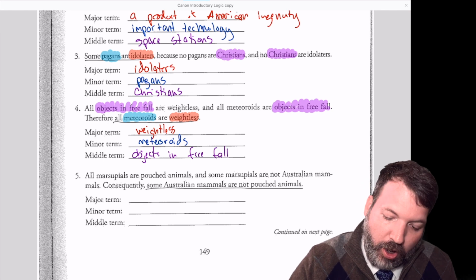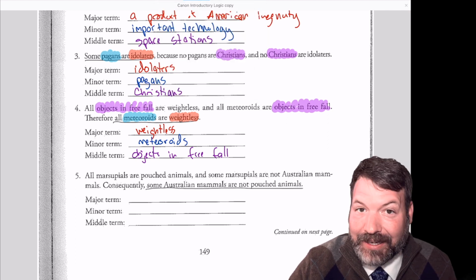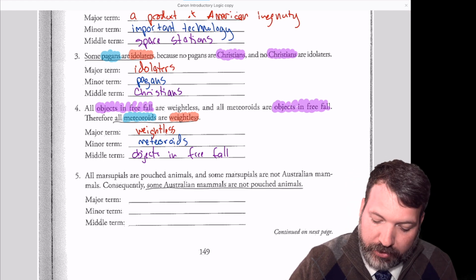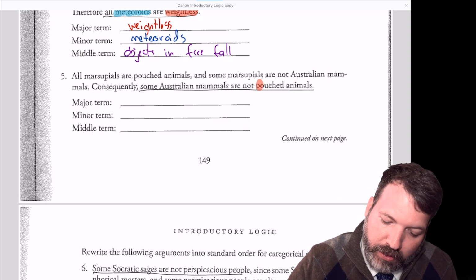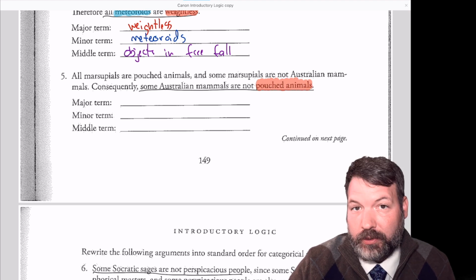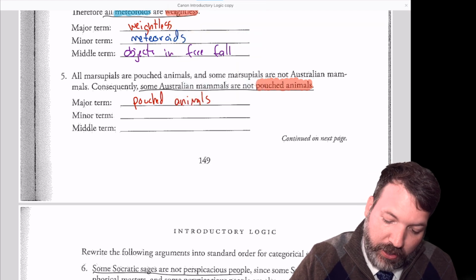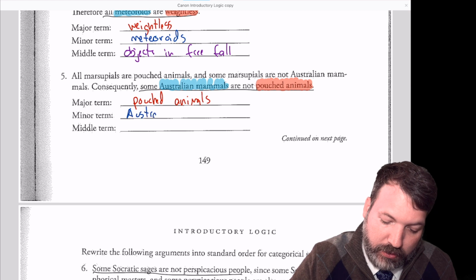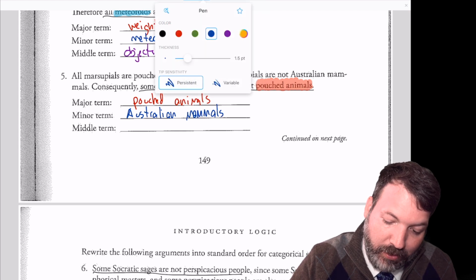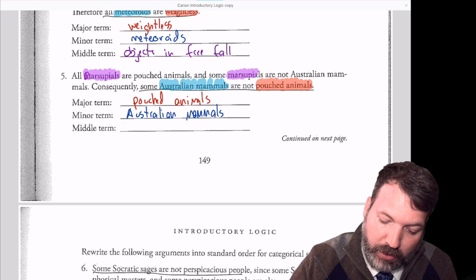Finally, number 5, all marsupials are pouched animals, and some marsupials are not Australian mammals. Consequently, conclusion indicator, some Australian mammals are not pouched animals. Well, what is, oh gosh, I keep doing that. What is our predicate? Pouched animals. So that is the major term, pouched animals. What is the subject of that conclusion? Australian mammals. So Australian mammals is our minor term. And finally, what other term appeared in the argument but did not appear in the conclusion? Marsupials, right? So marsupials must be our middle term.